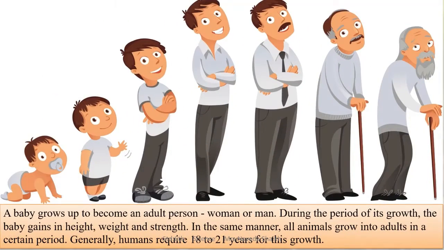Now, here in this picture, you can easily make out a baby grows up to become an adult person, whether male or female. During the period of its growth, the baby gains in height, weight, and strength. Means when you were born, you were very tiny and your height was very small. You did not have strength to do much activity, right? But eventually, when you're growing up, you can easily do your own things.